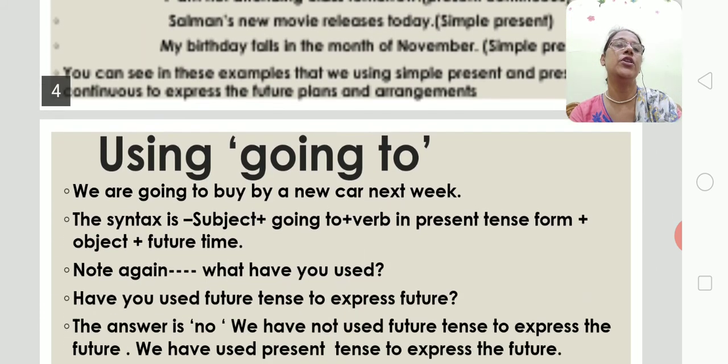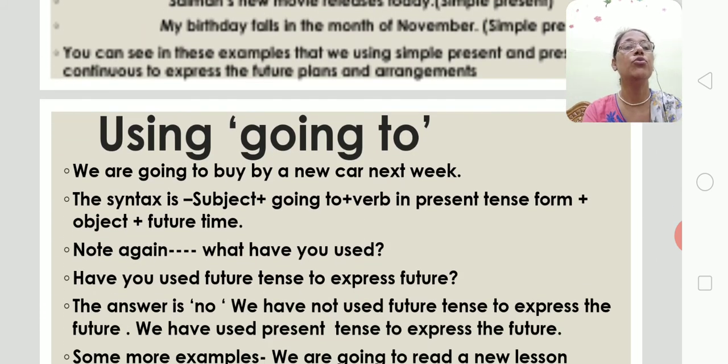Now we come to the usage of going to. Going to is also used to refer to future. We are going to buy a car next week. Sorry, by mistake there is an extra word, that will be cut, okay, you cut it. We are going to buy a car next week. How is the syntax? The syntax is subject plus going to plus verb in the present form, then the object, the car, and the future time is next week.